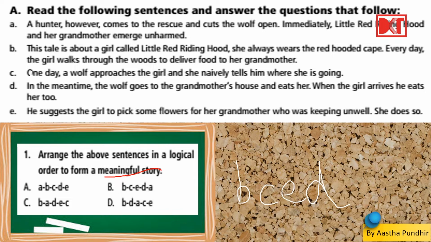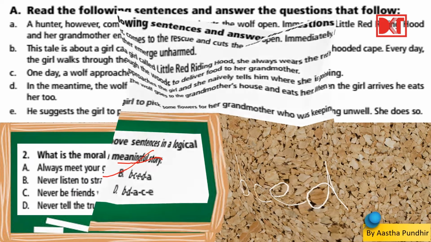And then the climax happens in A: a hunter, however, comes to the rescue and cuts the wolf open. Immediately, Little Red Riding Hood and her grandmother emerge unharmed. So accordingly, the correct answer is B.